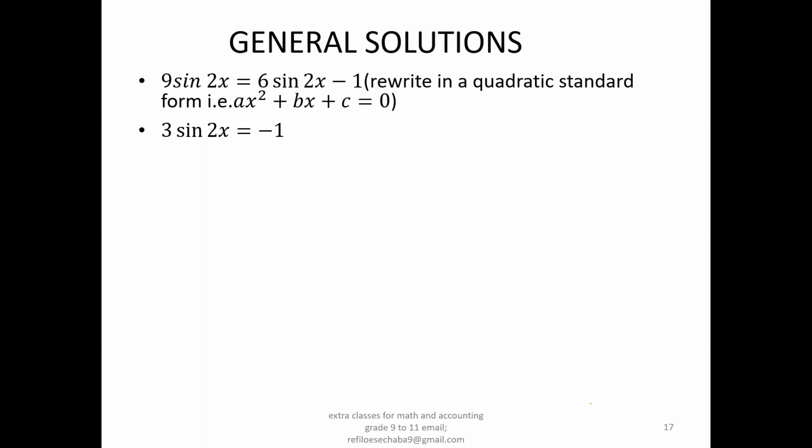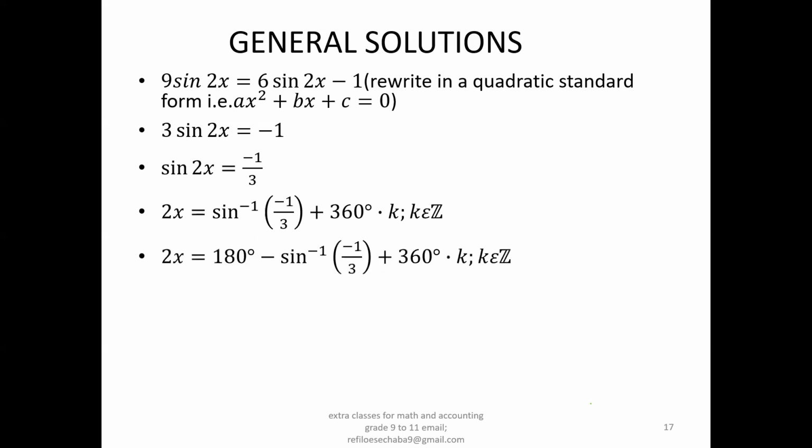9 minus 6 will give you 3, right? Yes. And then you divide both sides by 3, and this is what you will get. Are we fine? Yes. And then that will give us, obviously, we have a second option where we have to minus 180. The first one will give us negative 19.47. Are you fine with that?